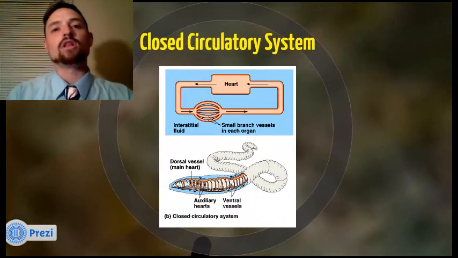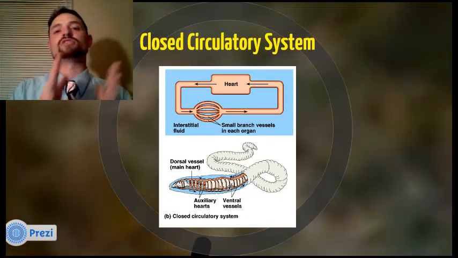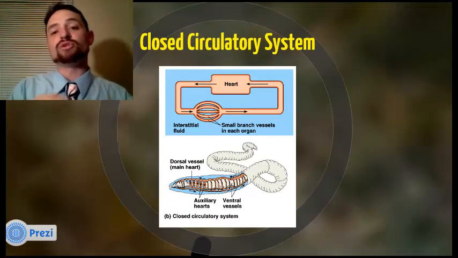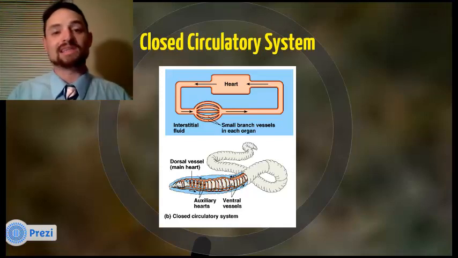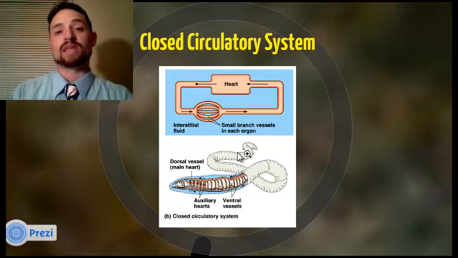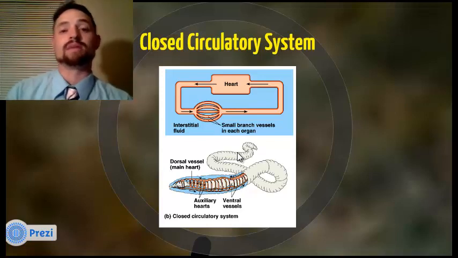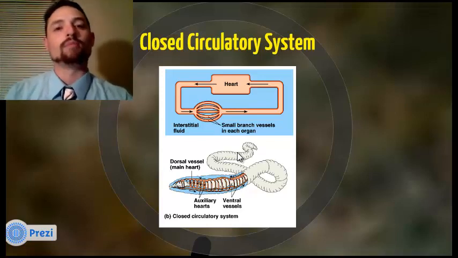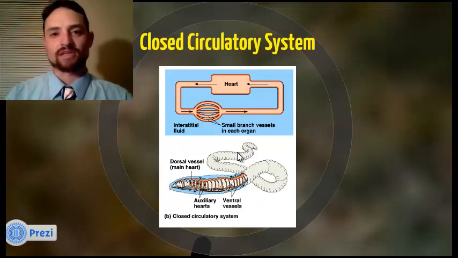Then we've got the closed circulatory system. So hopefully you're seeing the progression here. And as you do this, you're also getting more complexity in the organism. Now, in this case, we're looking at a worm, but the next examples that we're really going to make the leap with are much more complex than the organisms we've looked at so far.